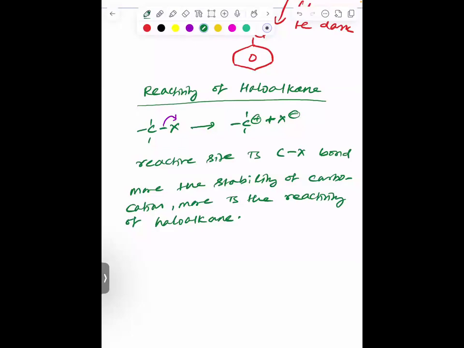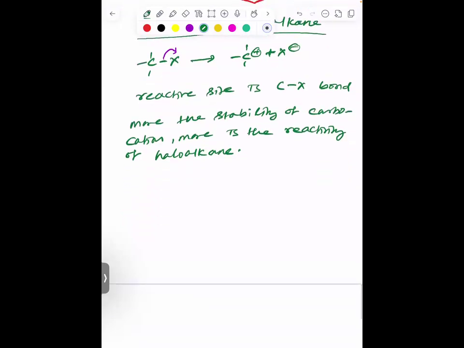In haloalkane, the reactive site is the C-X bond, which undergoes heterolytic cleavage to form carbocation and halide ion. More the stability of carbocation, more is the reactivity of haloalkane.